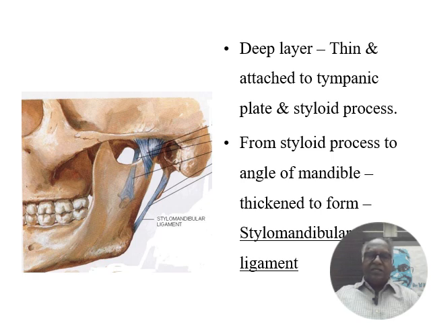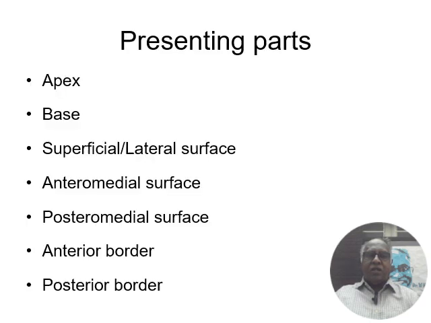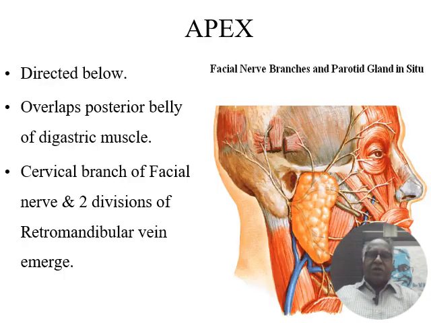Things can be asked in objective questions. What are the presenting parts? Already we saw that the parotid gland has an apex and a base, and a lateral surface, otherwise also called the superficial surface. Apart from that, it has two surfaces, the anteromedial surface and the posteromedial surface. It has an anterior border and a posterior border.